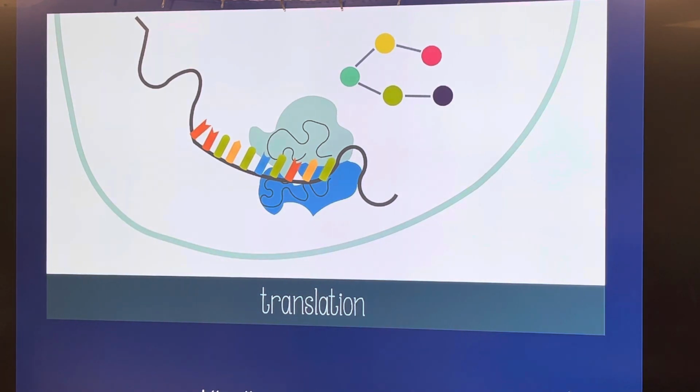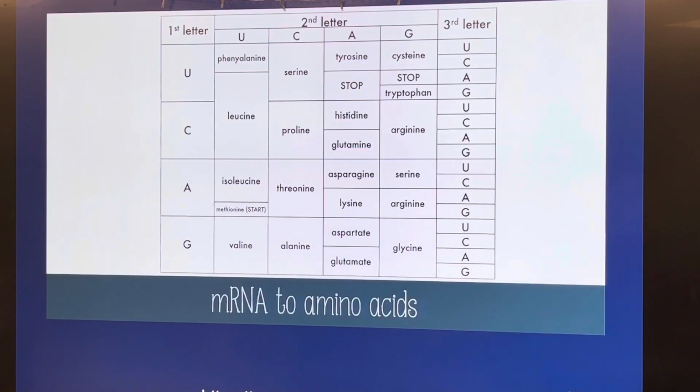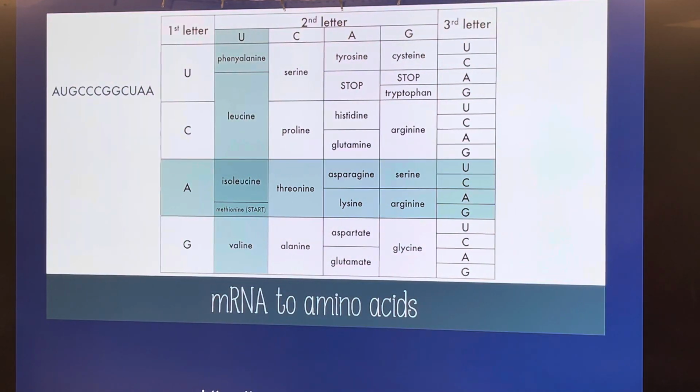Now, we can figure out the sequence of amino acids using the mRNA and amino acid chart like this one. Let's use an example. Starting with the first 3 letters, AUG, we can find the amino acids. The first letter is A, which narrows it down to this row. The second letter is U, which narrows it down to this column. And the third letter is G, which means that this is methionine, which is the starting amino acid.